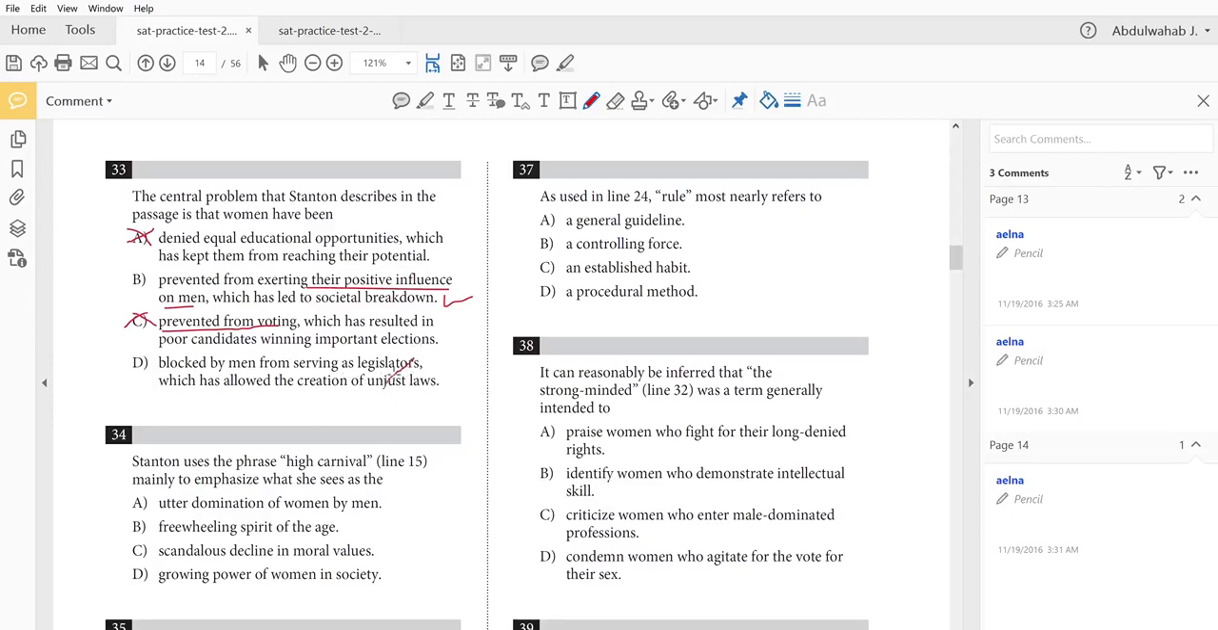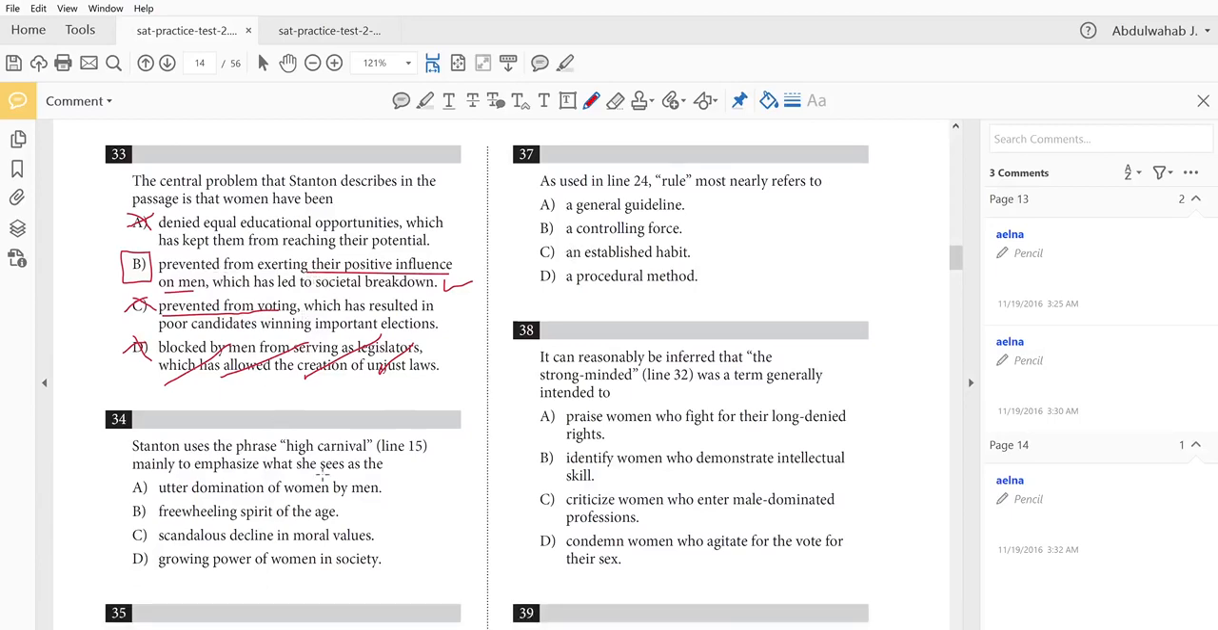Now, she didn't talk much about unjust laws. She has just been talking about the very terrible state of women at that time because they don't have the right to vote, because they're not taking part in the political life of society. So B seems to be the best answer.